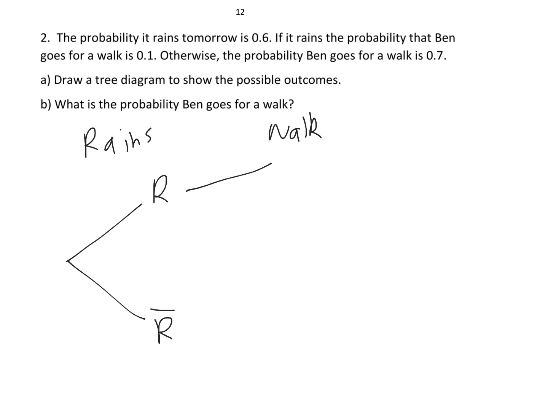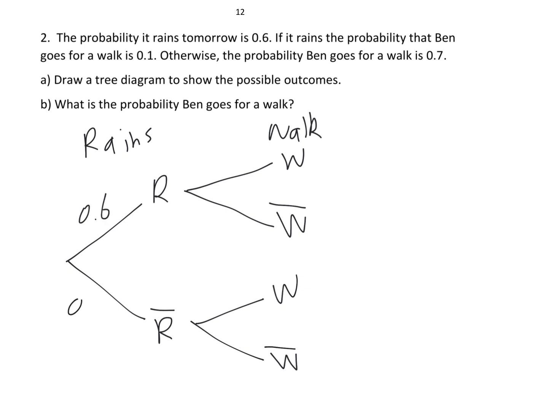So if it rains, he could walk. If it doesn't rain, if it does rain, he could walk. If it does rain, he might not walk. Sorry, I overcomplicated that. I was way ahead of myself. So he rains and he walks, he rains and he doesn't walk. Let's say it doesn't rain. He could still walk, or he might not walk. What's the chances that it rains? That's 0.6. So the chances that it doesn't rain is 0.4.